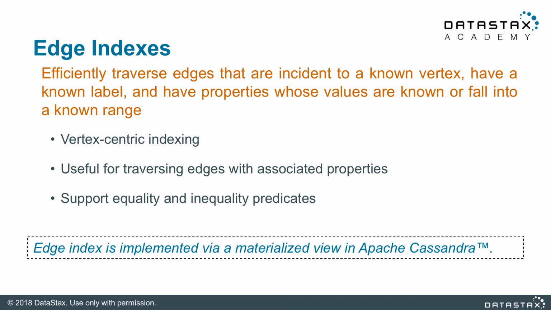You'll have to know the name of the edge label, as well as have a property with specific values or ranges of values. Again, edge indexes are implemented using a specialized version of materialized views within Apache Cassandra.